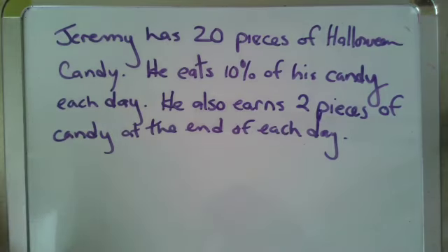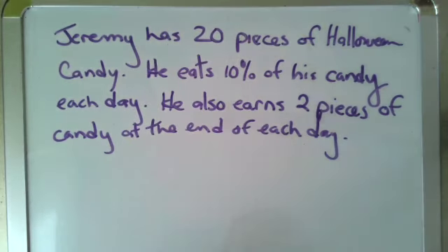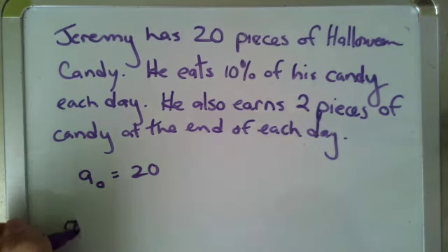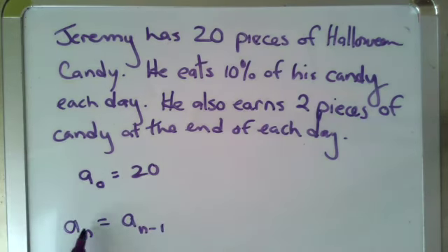So this is neither arithmetic nor geometric, but we can define it in terms of what happens the day before. So we always need to start with our initial term. So at the start of this, Jeremy has 20 pieces of Halloween candy. I'm going to call that our a sub 0 because at the end of day 1, he earns 2 pieces of candy. So remember, we always start with a sub n equals a sub n minus 1 because we're saying, how do we affect the day before?